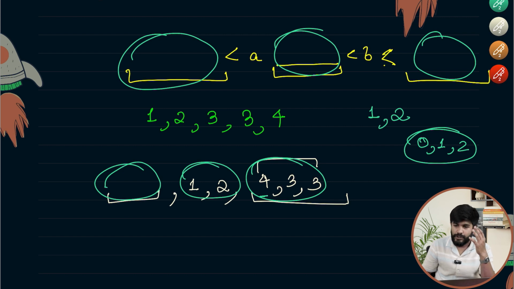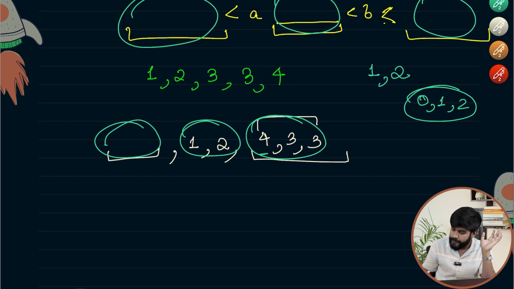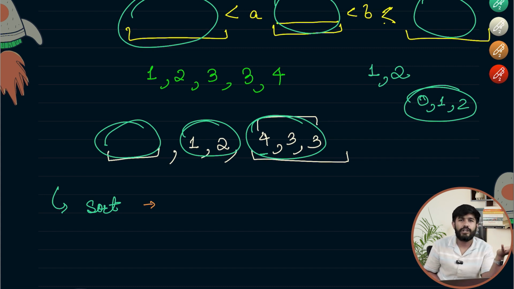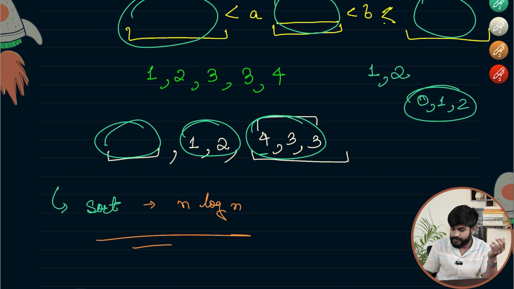So the very simple solution would be that we would simply sort the given array. As the elements are big enough, that is 10 to the power 6, we can't use counting sort or something. So we would simply use merge sort or quick sort, and the time complexity would be n log n. But can we do better than this?